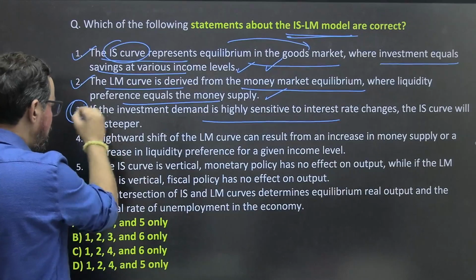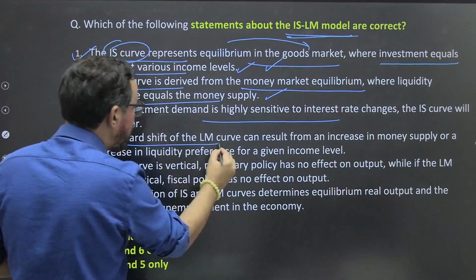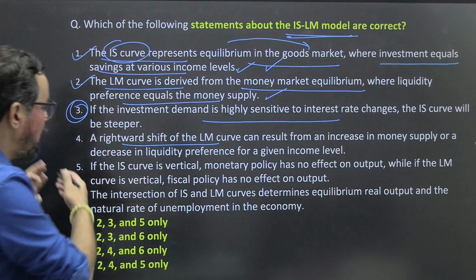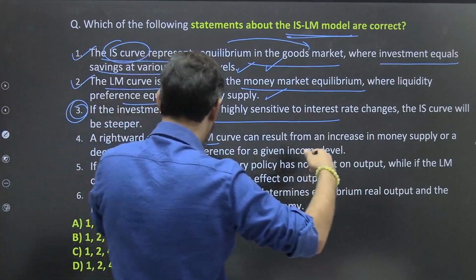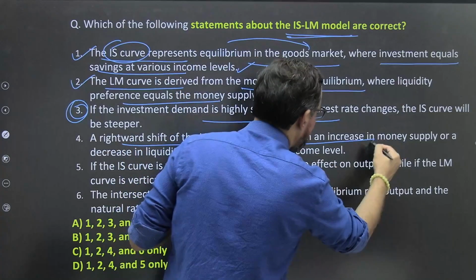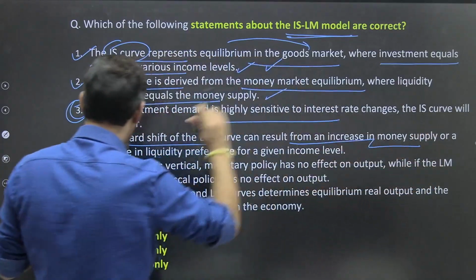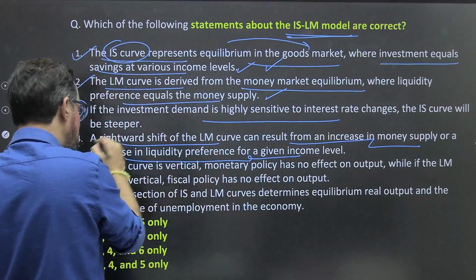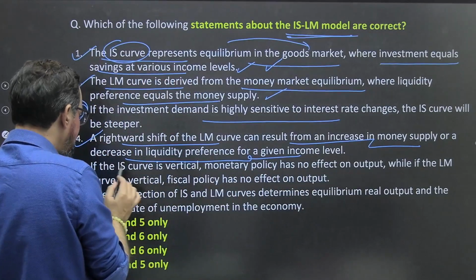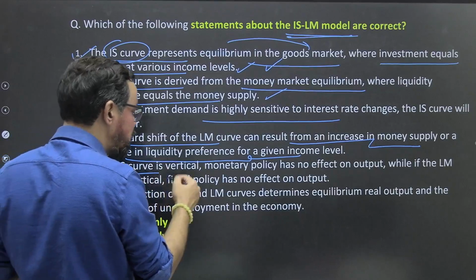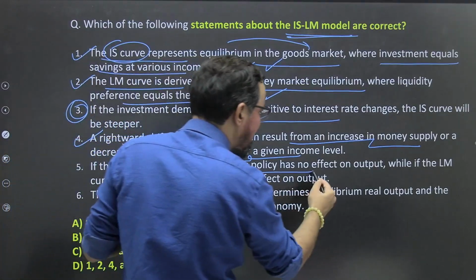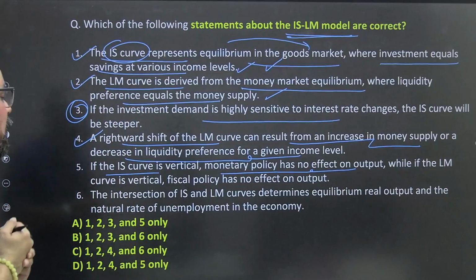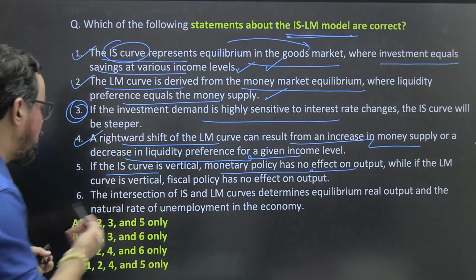No, this is wrong, team. The rightward shift of the LM curve can result from an increase in money supply or an increase in liquidity preference for the given income level. 100% true, team. Then, if the IS curve is vertical, monetary policy has no effect on output.